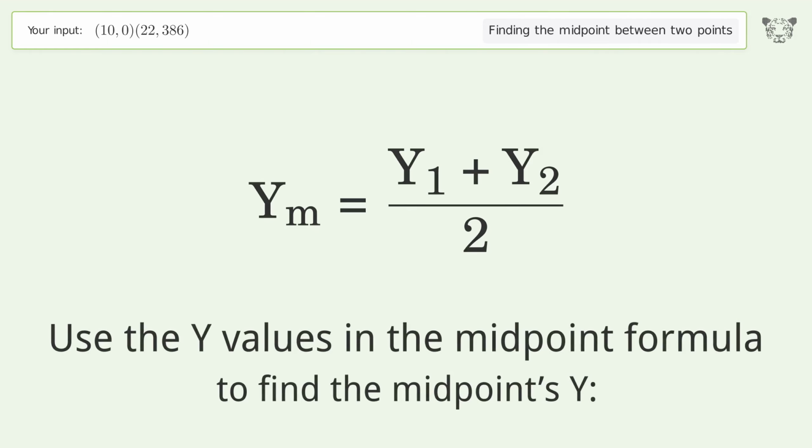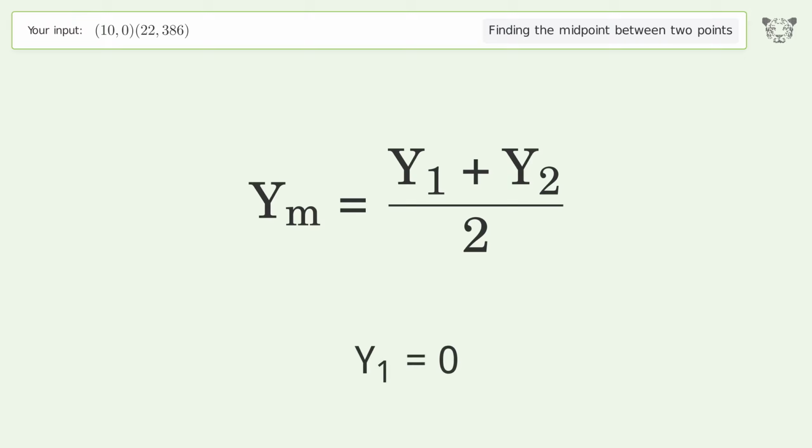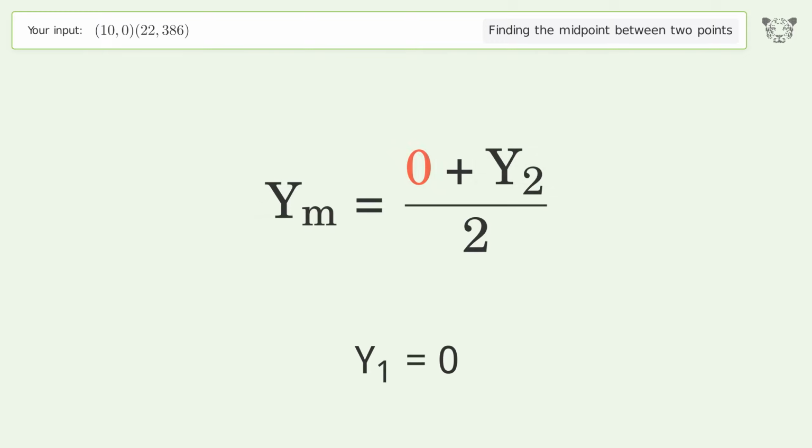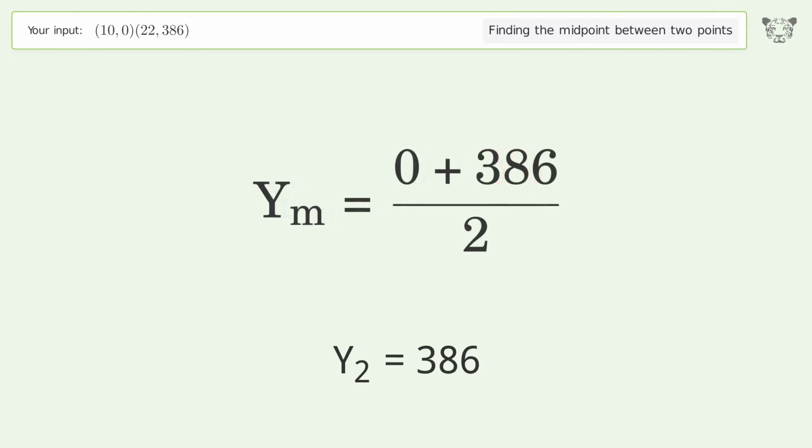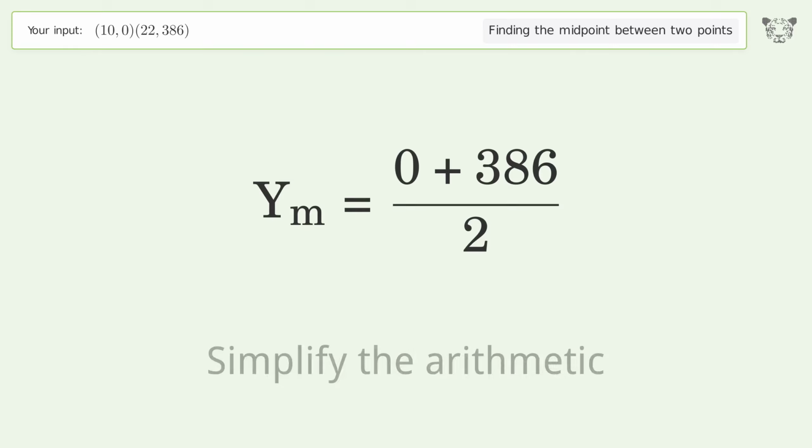Use the y values in the midpoint formula to find the midpoint's y. y1 equals 0. y2 equals 386. Simplify the arithmetic.